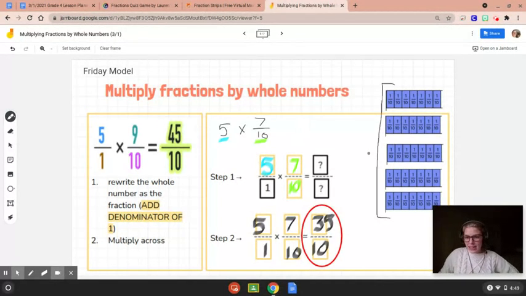So that tells me that really here, we do have 35 of these little blue tenths. If you were to count up each of these, you would see that it comes out to be 35, okay?